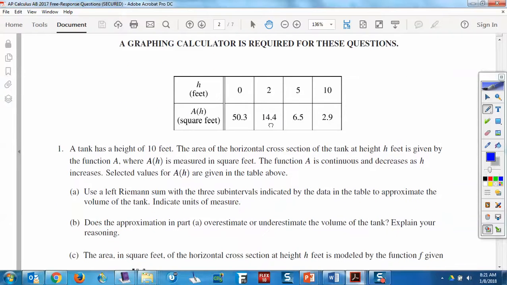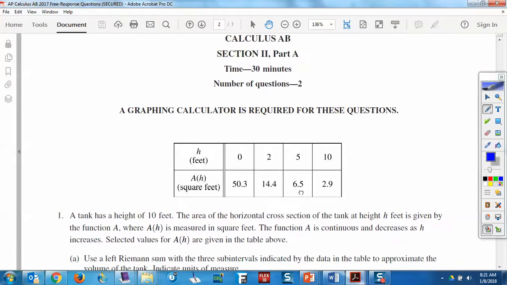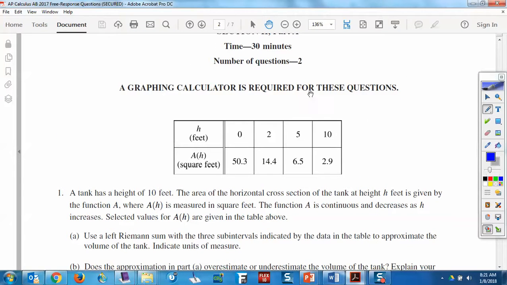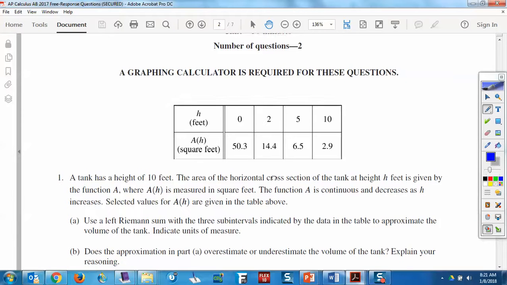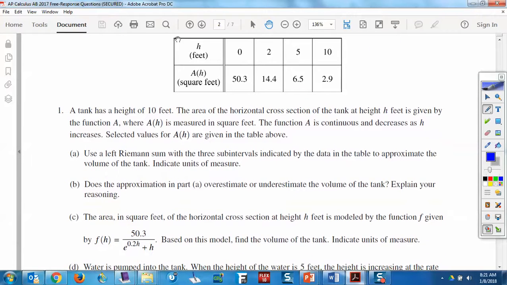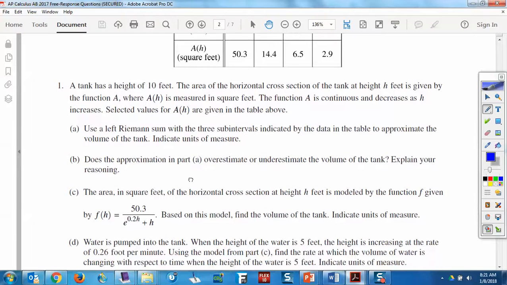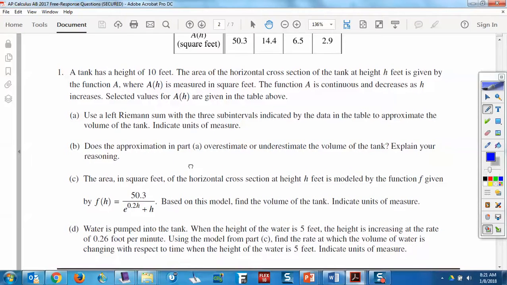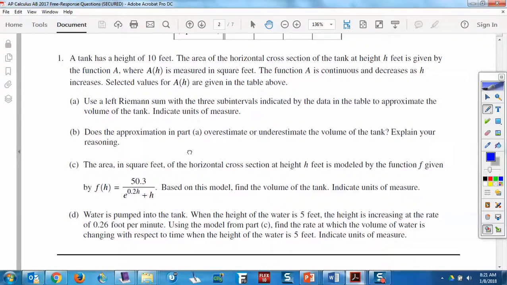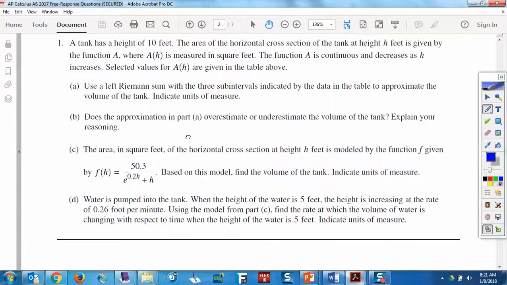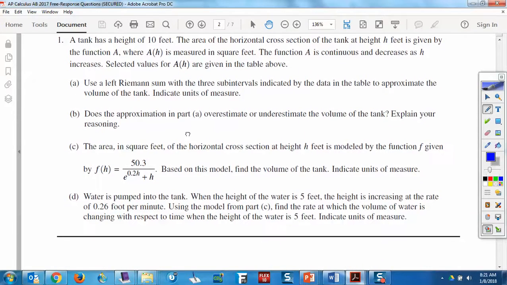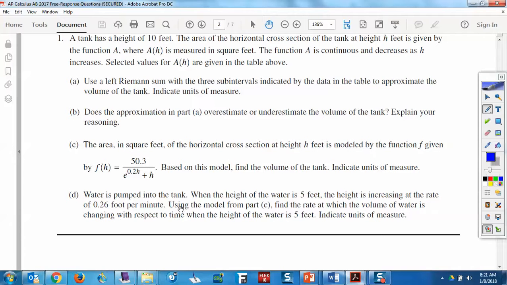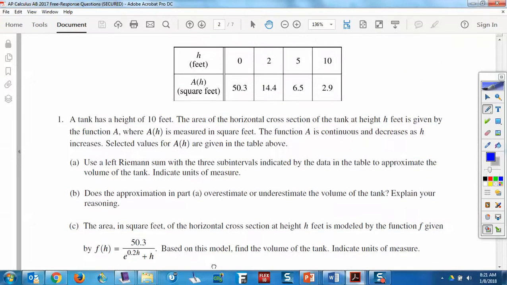So here's number 1. Okay, now this graphing calculator is required for these questions. That doesn't mean you have to use it for all parts of these questions. Okay, now let's look at number 1. Okay, so we cannot do any parts of number 1. Okay, just looking through it.